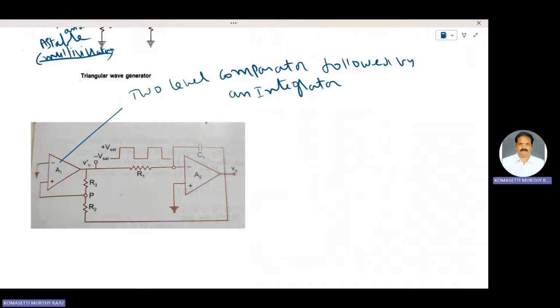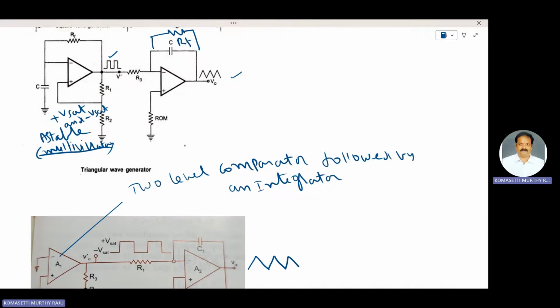The two level comparator is also called a non-inverting comparator, because the voltage at point P from the divider is connected to the non-inverting terminal of the op-amp and compared to 0 volts. This is called a two level comparator or non-inverting comparator. The output of the two level comparator is a square wave. It has two states, plus V sat and minus V sat. Output is V0 dash. This one is the integrator circuit. The output of the integrator circuit is a triangular waveform.